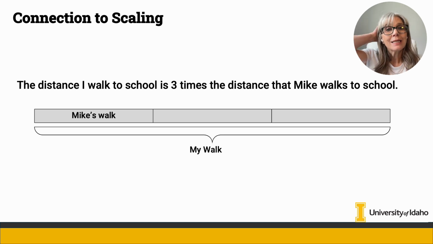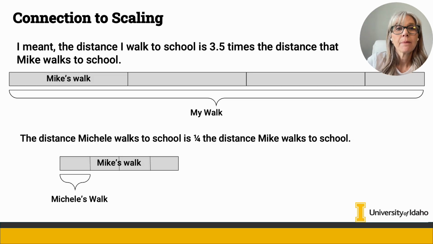For example, I can say the distance I walk to school is 3 times the distance Mike walks to school. If this bar represents Mike's walk, we can find the distance of my walk by stretching or scaling it to 3 times the length. But unlike thinking in equal size groups, we can use more complex numbers. For example, I could realize that my walk is actually 3.5 times the distance Mike walks to school. So here's the 3 times plus the extra half.